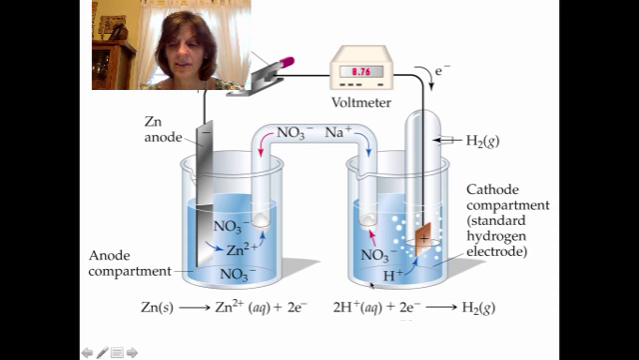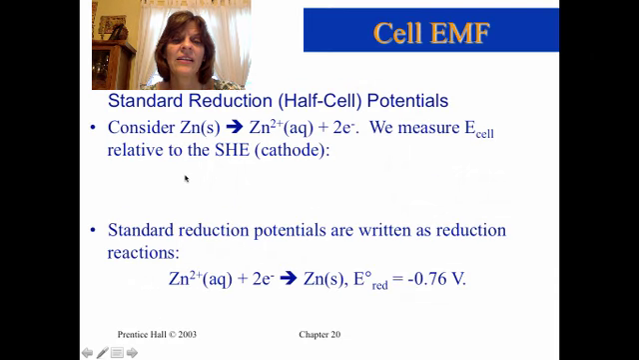So here are the two half reactions. Okay, so if we consider that zinc losing electrons, becoming oxidized, you measure the E cell relative to the standard hydrogen cathode, and the standard reduction potentials are written as a reduction reaction. So because the zinc is actually being oxidized, its reduction potential is written as a negative. When it was measured as an oxidation, it was a positive 0.76. As a reduction, it's negative 0.76.